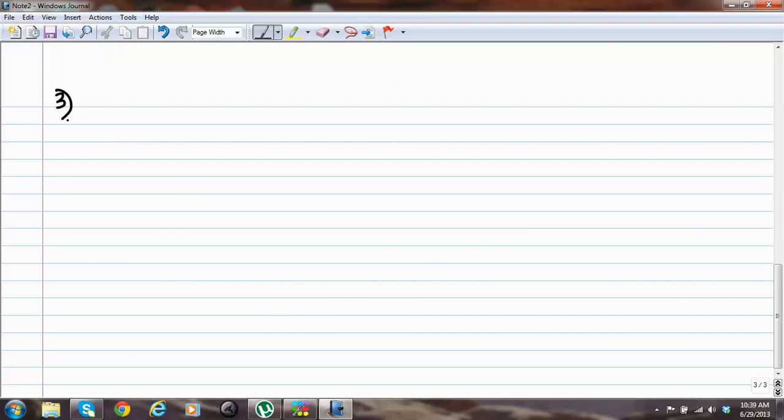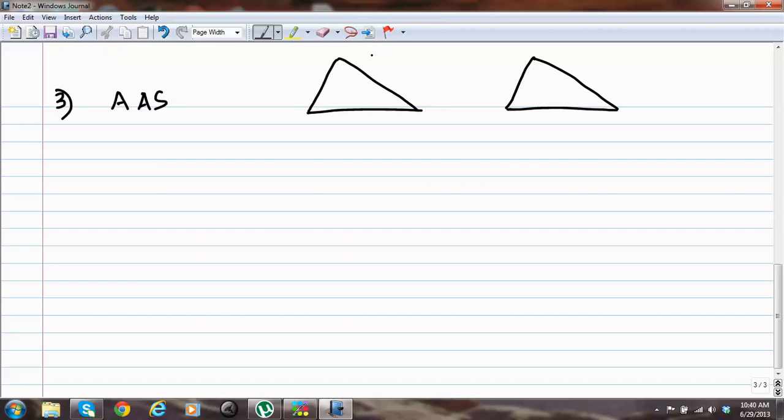Third rule, which is AAS. This may be slightly confusing when you see what is the difference between talking about ASA, AAS, SAS. What it means is when you take two triangles A, B, C and D, E, F. Now let's take these two angles. Let's assume that A and D are corresponding and B and E are corresponding. Now where is this side?